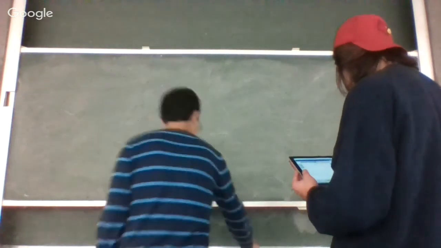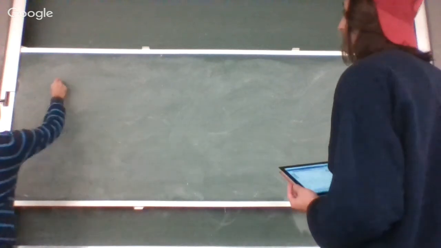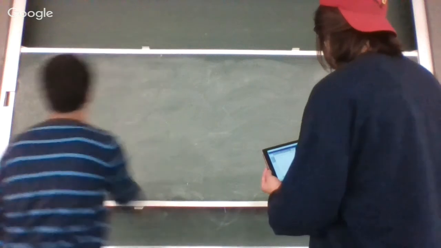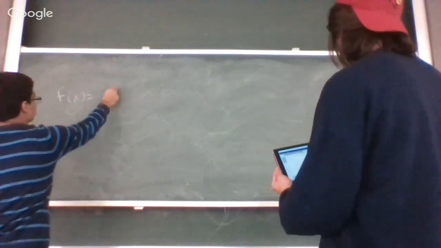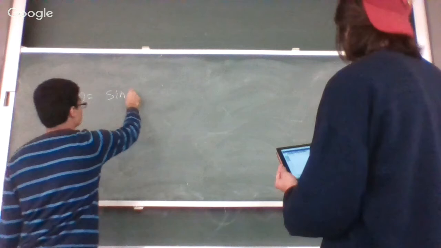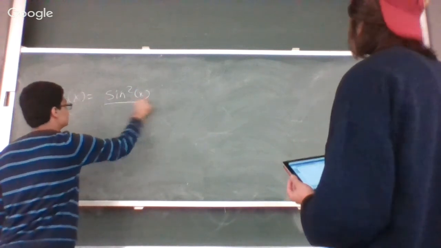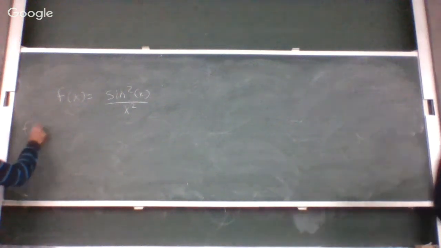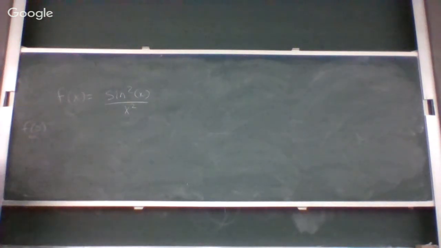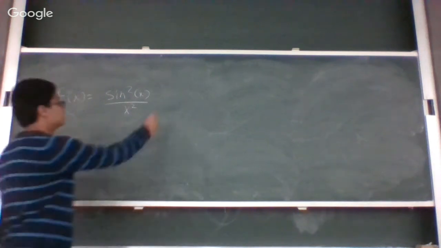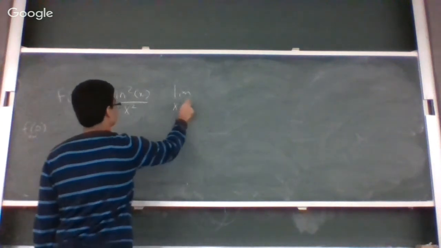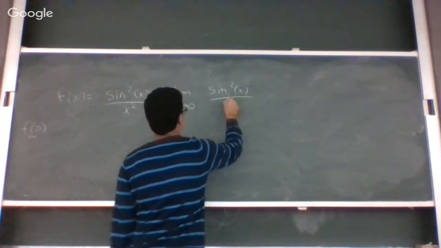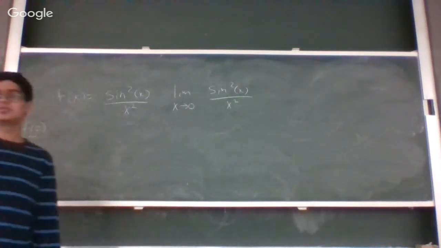Okay. Do they do something like that in class? If I did, I missed it. Oh, this, what was it? Sine squared x over x squared. Okay, x equals 0. So this is kind of the same thing. It's saying if we have the limit as x approaches 0 of sine squared of x all over x squared.